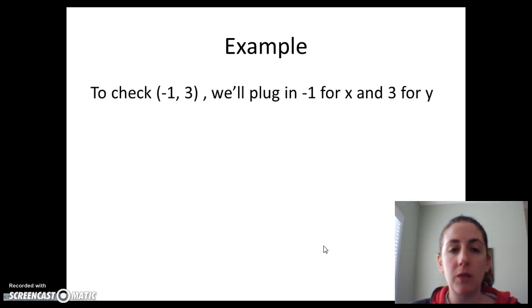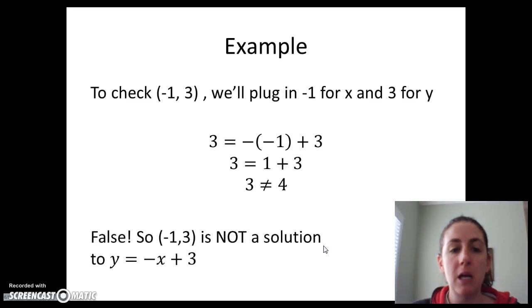Now let's check the other point. To check (-1, 3), we'll plug in -1 for x and 3 for y. So we'll have to distribute that negative. Remember, a double negative makes a positive, and 1 plus 3 is 4. Well, as I'm sure you know, 3 is not equal to 4, so that does not give us a true statement. So that means (-1, 3) is not a solution to that equation.